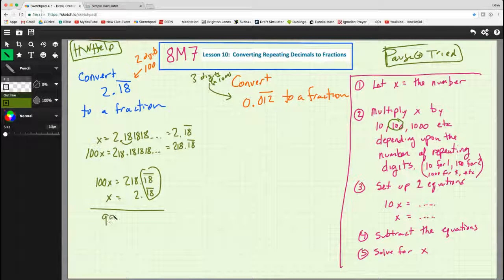So we get 99x equals 216. So x equals 216 divided by 99. And that equals, after you do your long division, 2 and 18 over 99. And if we divide the top and bottom by 9, because they both are divisible by 9, we get 2 and 2/11.